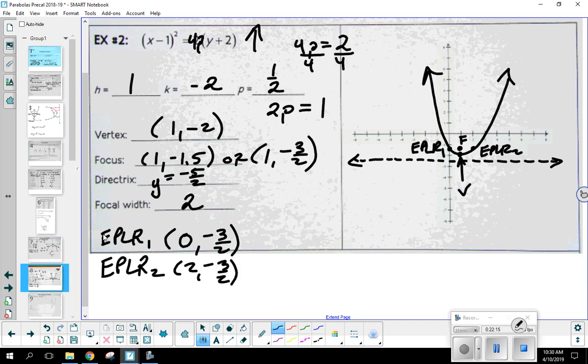How many people got all that correct? Good, very good. That's a lot of hands going up.